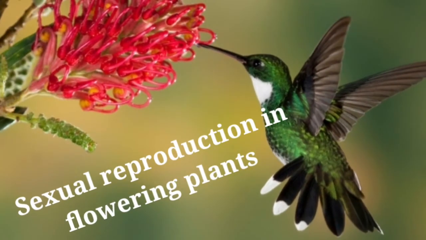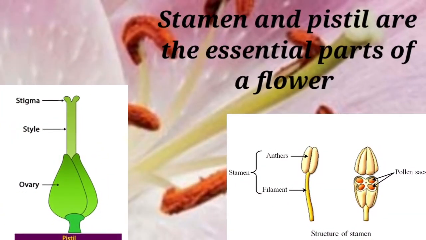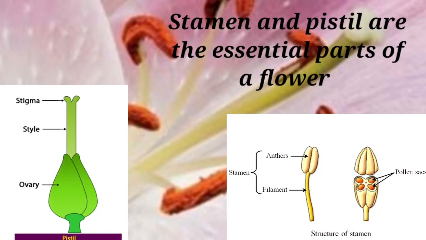Hello students, in this video we shall discuss sexual reproduction in flowering plants from the lesson How do organisms reproduce. Flower is a reproductive part of a plant. The stamen and the pistil are the essential reproductive parts of the flower.